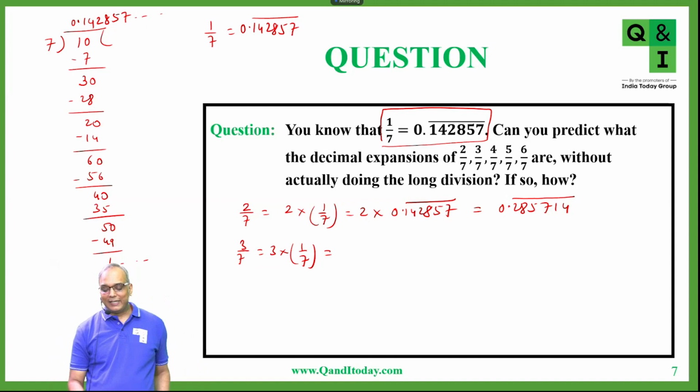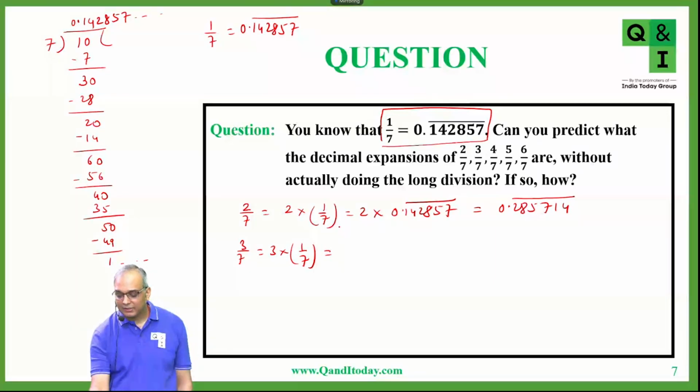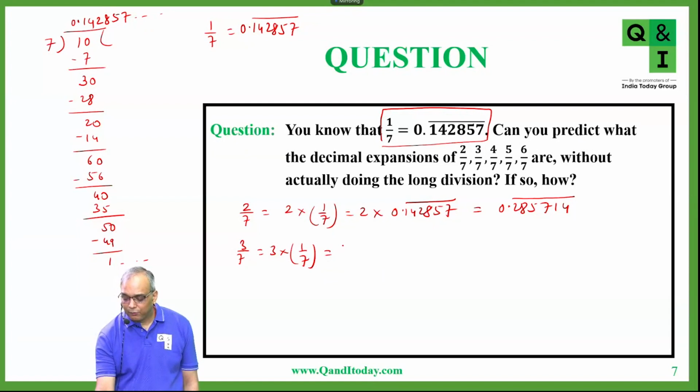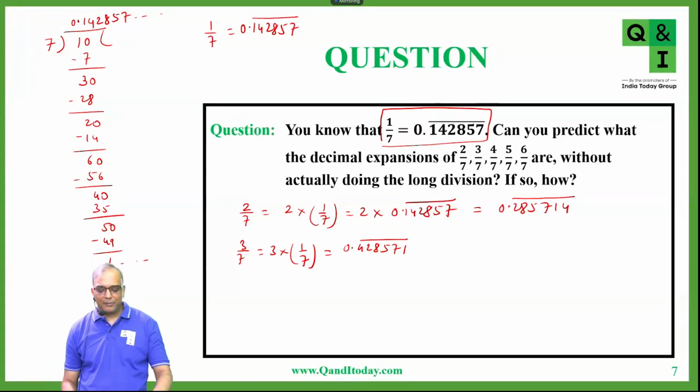Now you can see in each of these, in 2 by 7 also you will find the same digits, but the positions are different. 3 by 7 also you will find the same digits. So 3 by 7 becomes 0.428571. Now the pattern is that of remainders as well.